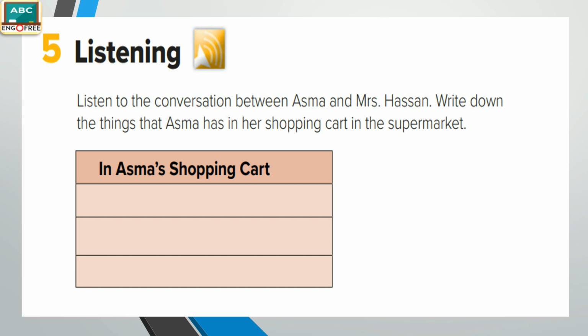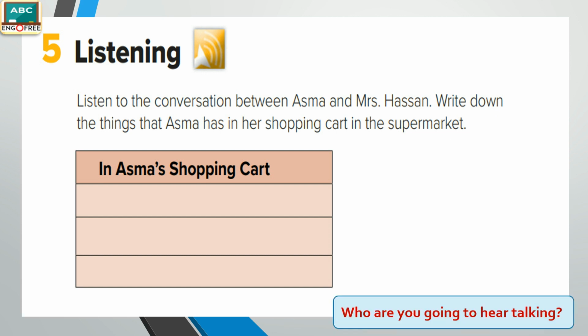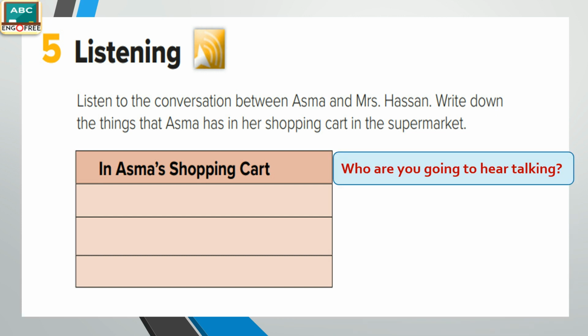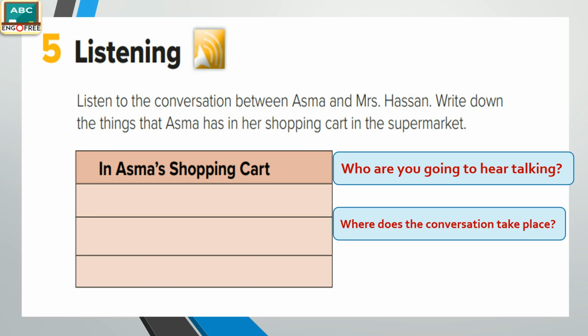Number 5. Listening. Listen to the conversation between Asma and Mrs. Hassan. Write down the things that Asma has in her shopping cart in the supermarket. At the beginning, I'm going to ask you some questions. Who are you going to hear talking? Where does the conversation take place? Okay, now listen to the conversation and write down the things that Asma has in her shopping cart.